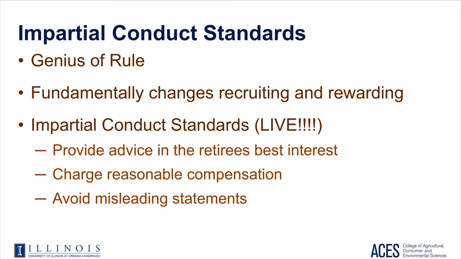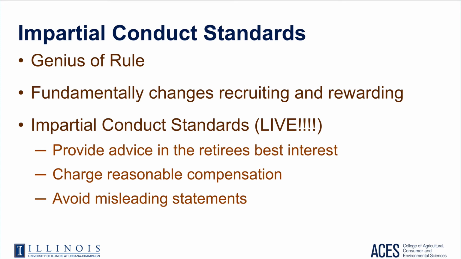Now, the genius of the rule and what is live today. So if you're working in the retirement space today, here's the genius of the rule: impartial conduct standards must be followed starting June 9th. So what does that mean? Well, an impartial conduct standard means that a financial institution, such as a brokerage firm or an insurance company or a registered investment advisor, must have a culture and training to promote impartial conduct standards.